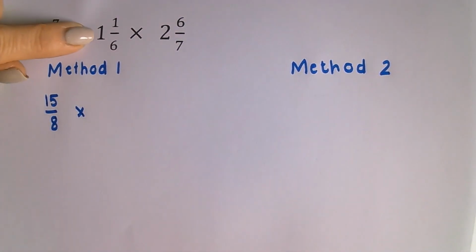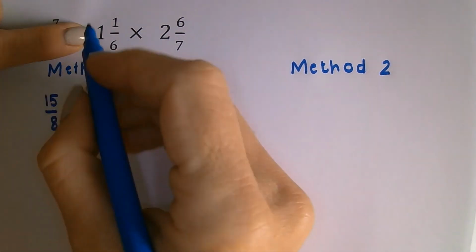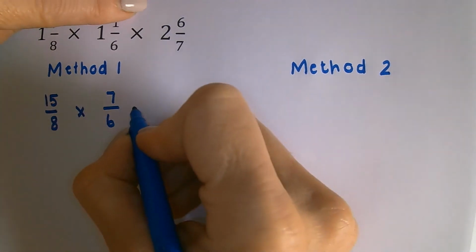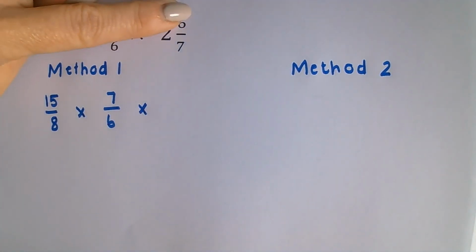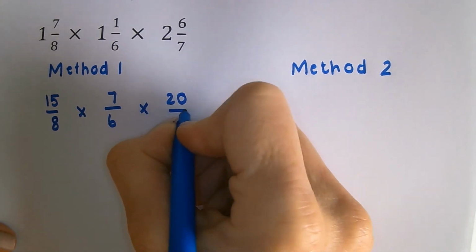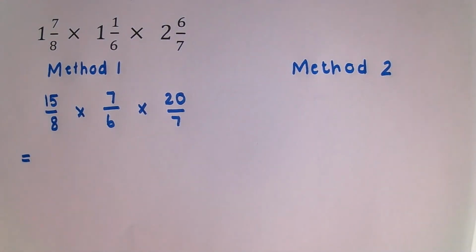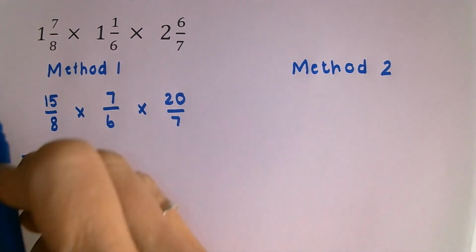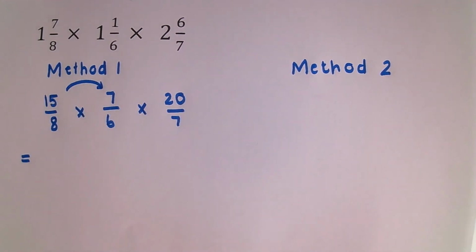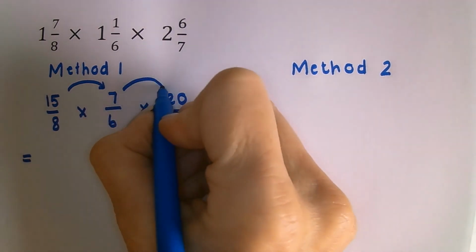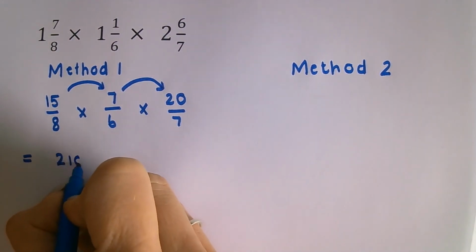Times by 1 and 1 over 6. 6 times 1 is 6, plus 1 is 7 over 6. And times by 1 more, 7 times 2 is 14, plus 6 is 20 over 7. Now for me, you can already see the numbers are quite large. They're not massive at this point, but when I times them out, it's going to become quite big. So here we've got 15 times 7, and 15 times 7 is 105, and we are going to then times it by 20, and you're going to get an answer of 2,100.